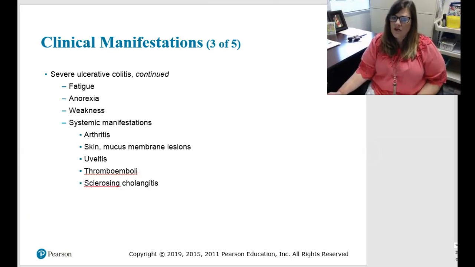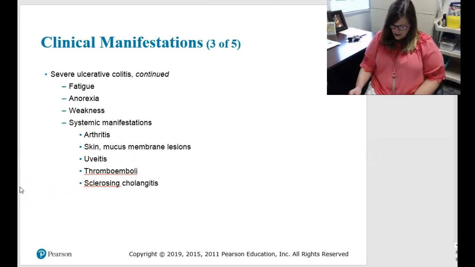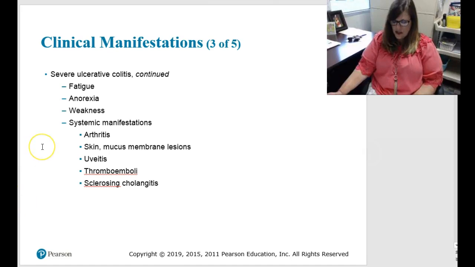So in severe ulcerative colitis, you can also have fatigue, anorexia, weakness, and the systemic manifestations, if you have them, would be like arthritis, uveitis, emboli, thromboemboli, and sclerosing cholangitis. So one of the things that can happen with ulcerative colitis is hemorrhage, so of course bleeding, and then perforation and rupture of the bowel. And we need to be really aware of that because that's a medical emergency.